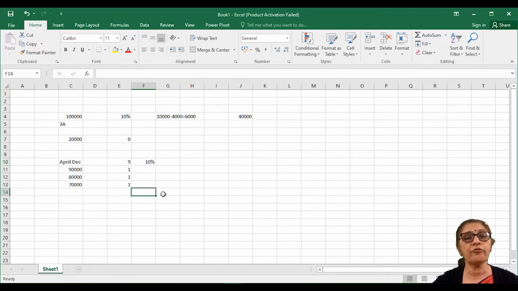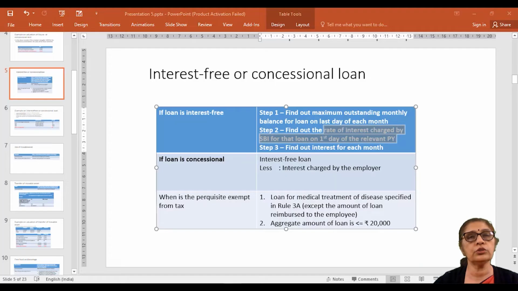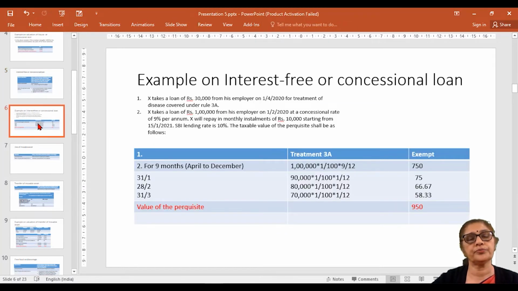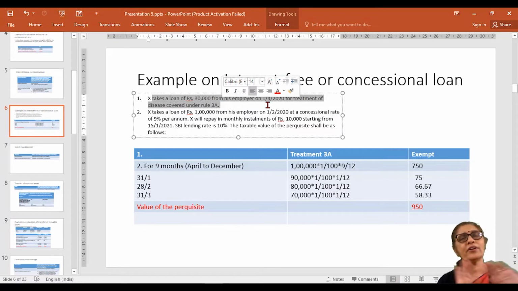If you have paid anything to the employer, less the amount paid to the employer. So if you are paying anything, then the value gets reduced by the amount that you are paying to the employer. So we have a case similar to the example that we have just talked about. X takes a loan of 30,000 from his employer on 1st April 2020. You have it right at the beginning of the year.